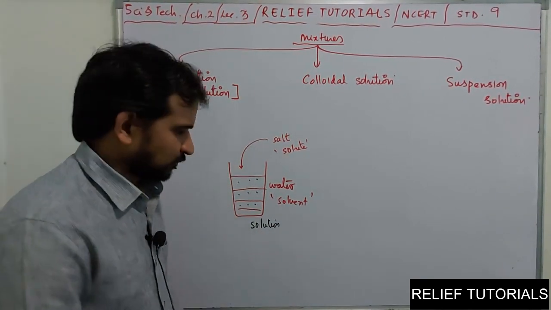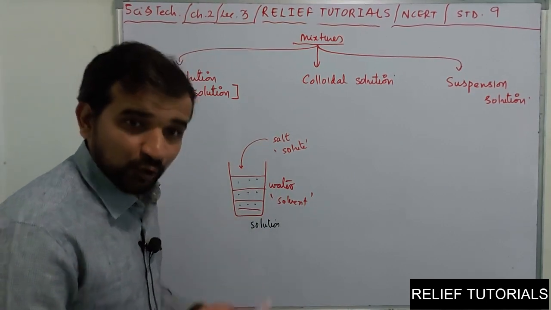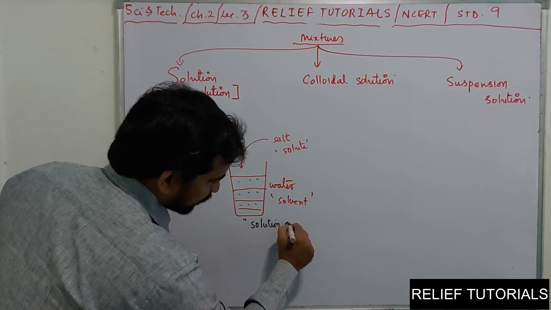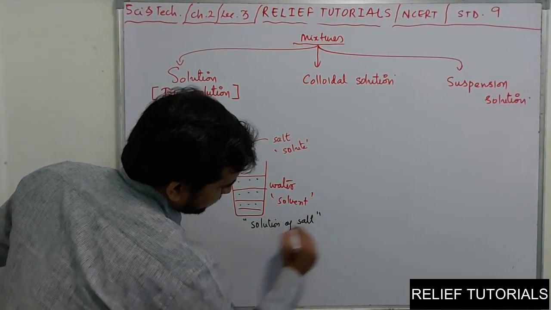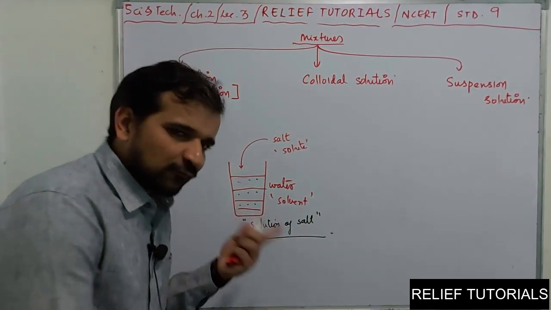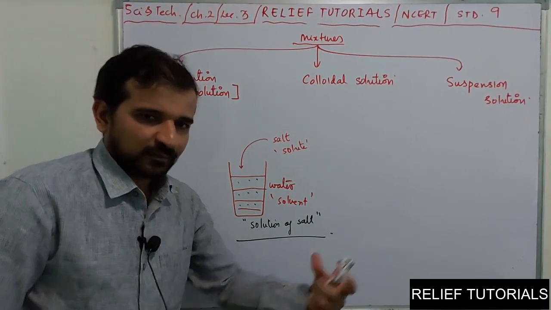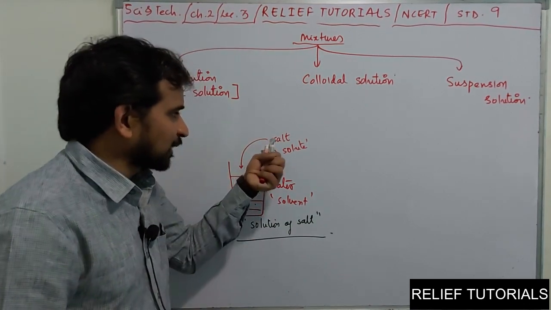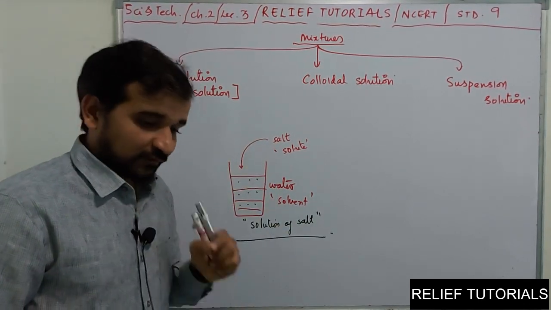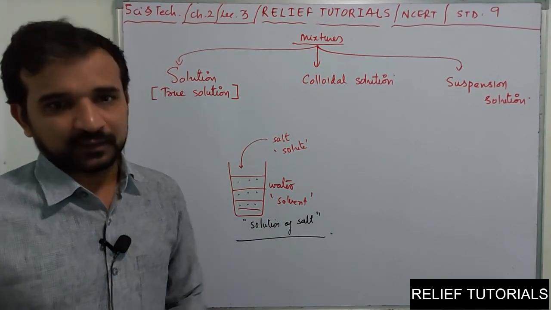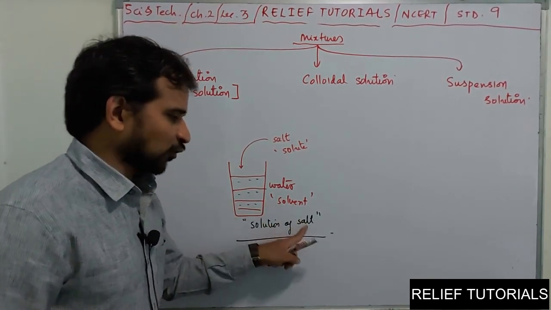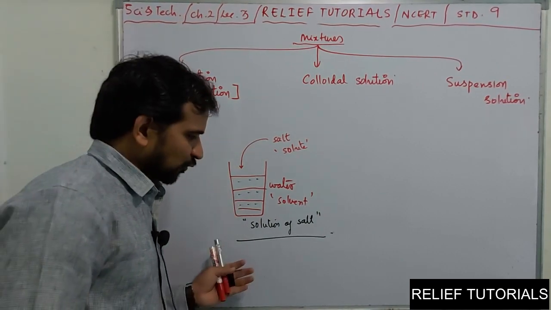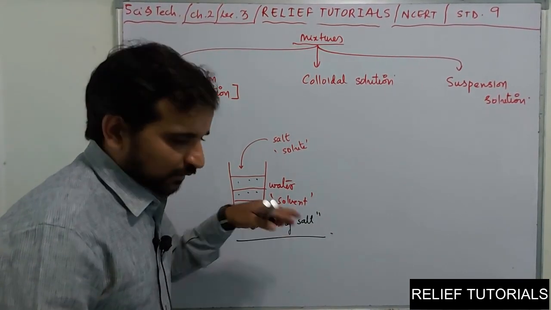Solution of what? Solution of water and salt. But normally, listen to me, it's very important. It is named as a solution of salt in water. You can add "in water" behind, but normally the solution is named after the name of the solute which is dissolved in the solvent. So this is called a solution of salt in water. If you dissolve sugar in that, that will be called a solution of sugar in water.